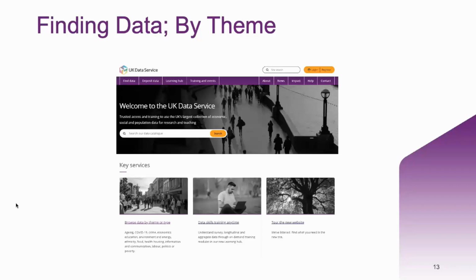So if we move on to finding data, if you have a particular research topic that you're interested in, our theme pages will be very useful to you. These theme pages can be accessed in two ways. You can either access them via the Find Data button, which is just along the toolbar at the top of our homepage, or you can scroll a little bit further down our homepage and you can see the Browse Data by Theme or Type link. So you can click either one of those.